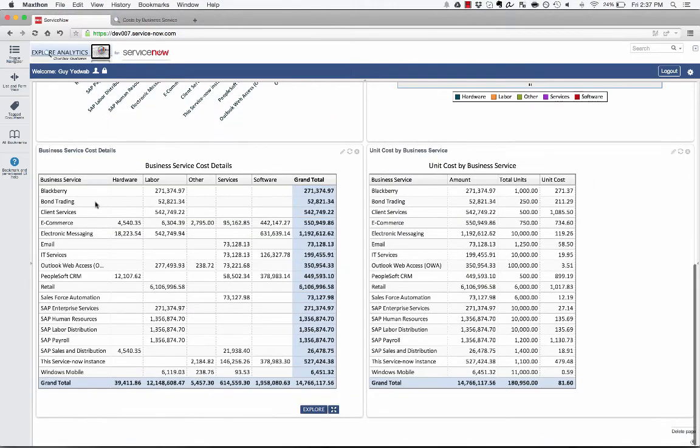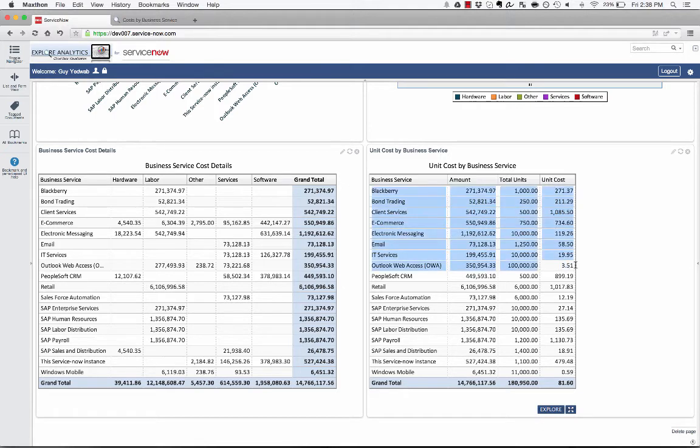We can also dive deep into the details and have multi-level pivots to truly understand where our dollars are going. And also calculations to say, based on those costs, generating a unit cost per server. So I can see that every unit of client services that we provide costs about $1,000, whereas every Outlook web access inbox costs about $3.51. Again, allowing me to make decisions about where to steer investment and how to go about investing using this detail.